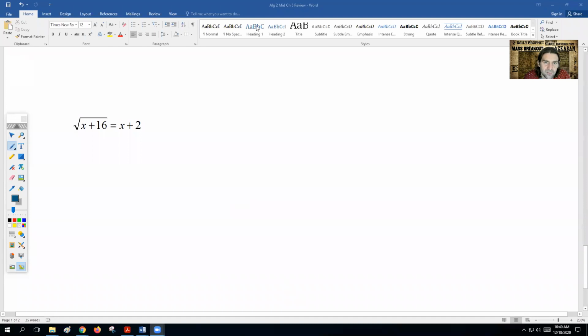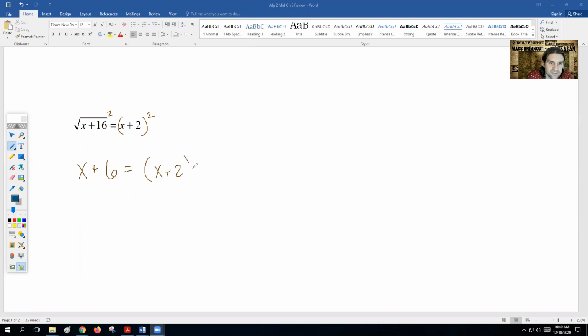All right, one more problem here. Well, the radical is already isolated. So what we need to do is square it. And this time we have an x plus 2 that we need to square. So we get our x plus 6, but we need to make this equal to x plus 2 times x plus 2, because that's what squaring is. We don't want to forget that we need to FOIL the expression. So we get x plus 6 is equal to x times x is x squared, x times 2 is 2x, 2 times x is 2x, and 2 times 2 is 4.